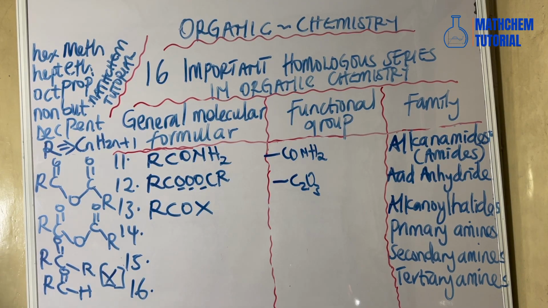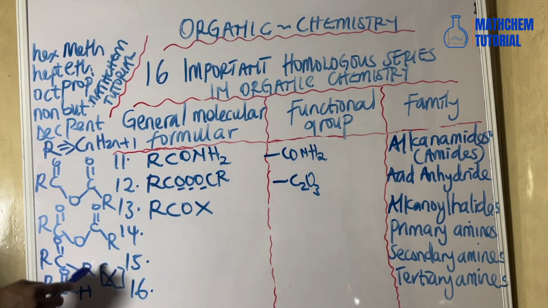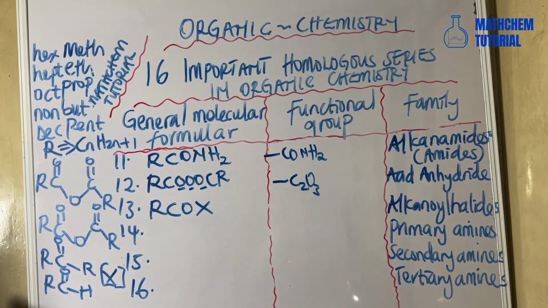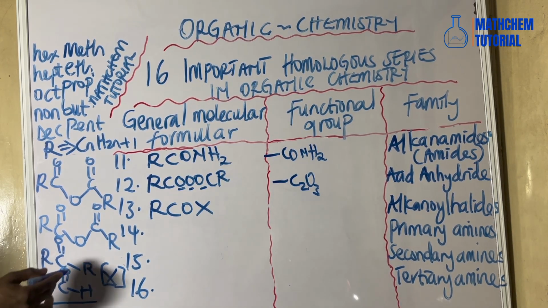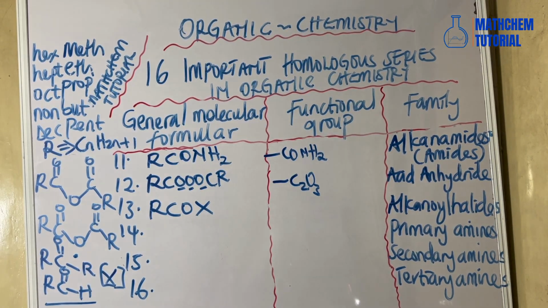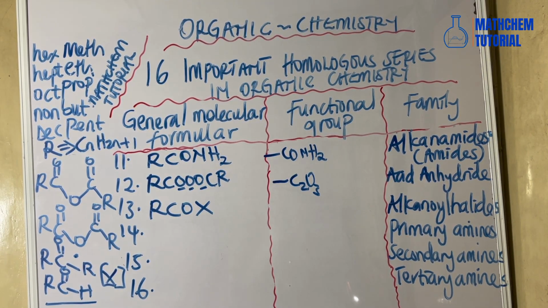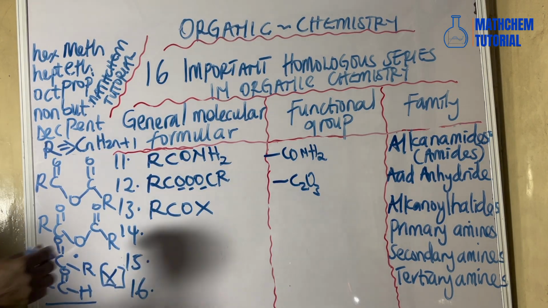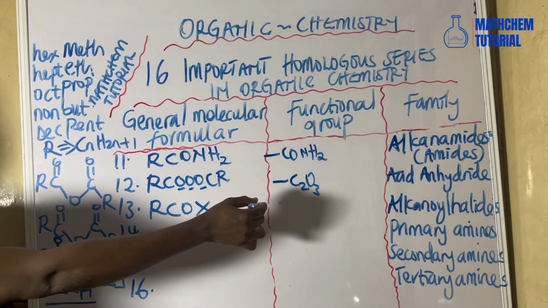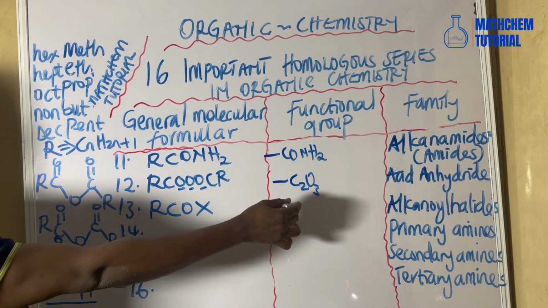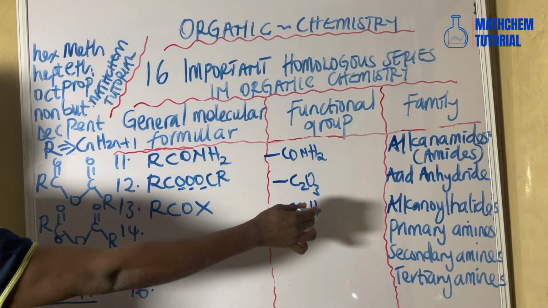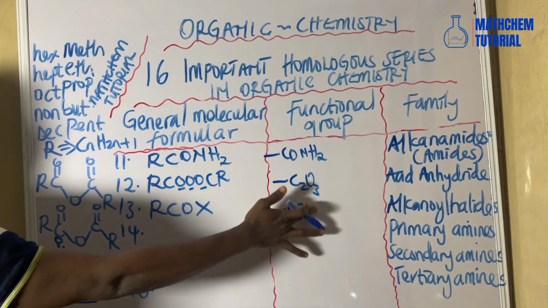RCOX. You know, the X is replaced with this R or probably this H. And this one here is the alkanal. This one here is the alkanone. So what is going to be the functional group for that? So the functional group is going to be bond COX. Bond COX. Sorry about that.